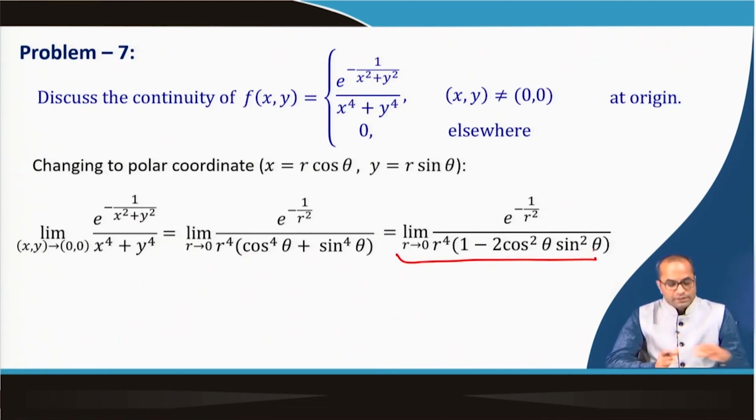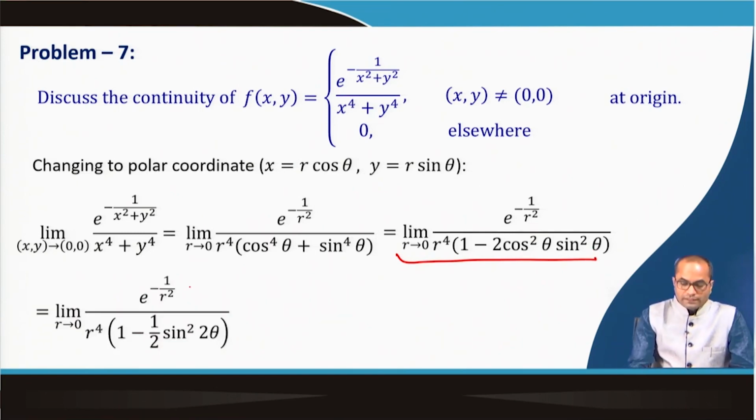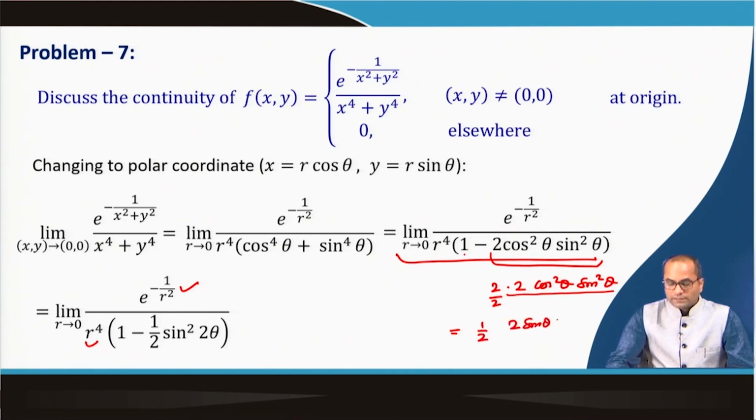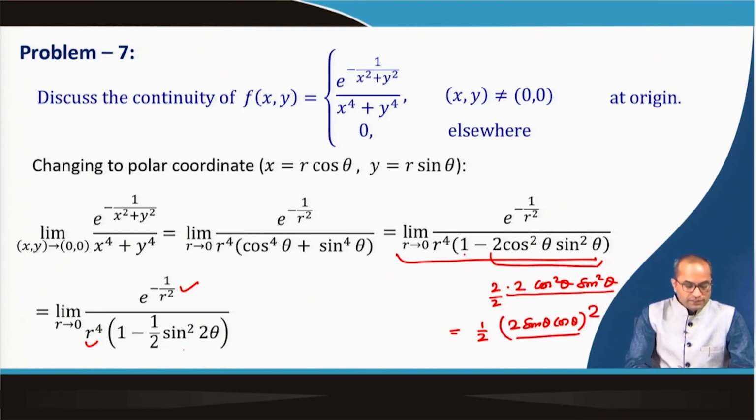Now, we have this limit to be considered. So, what is this limit? We have e^(−1/r²) and then r⁴. So, 1 minus this term, 2 cos² θ sin² θ, we will multiply by 2 again here and divide by 2. So, we have 4 cos² θ sin² θ in the numerator, which will become (2 sin θ cos θ) whole square, and 2 sin θ cos θ is sin 2θ. So, that is half and sin 2θ whole square.